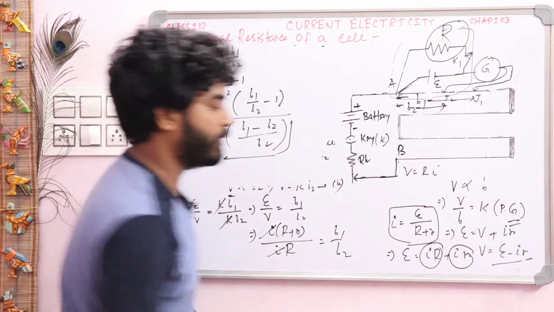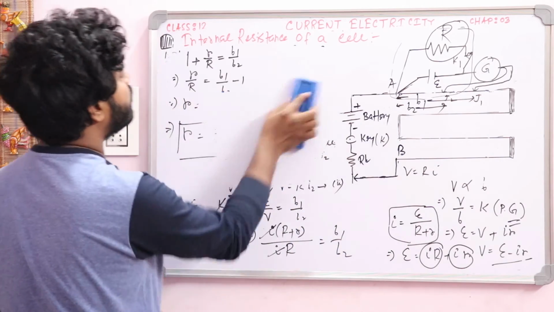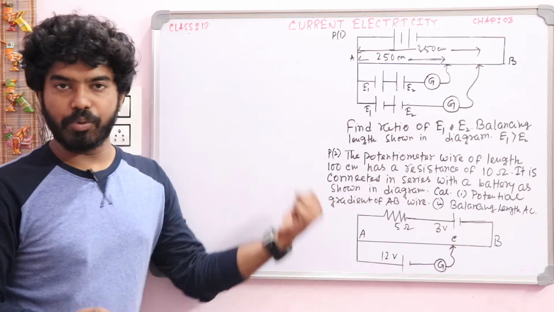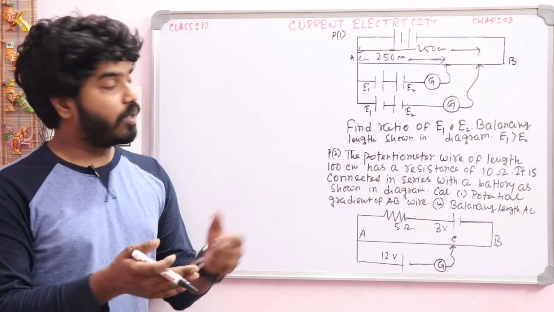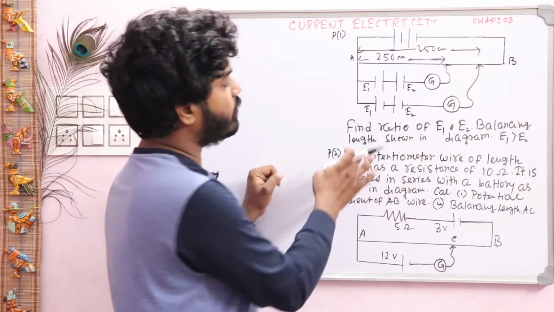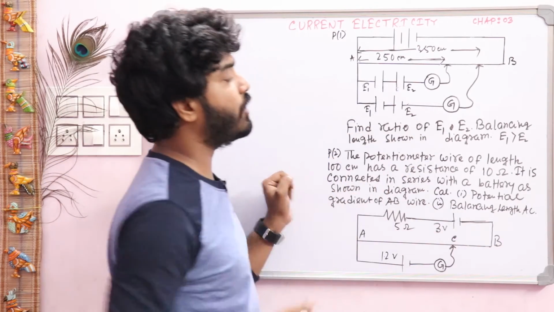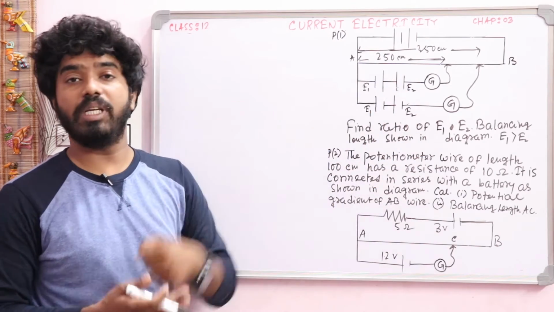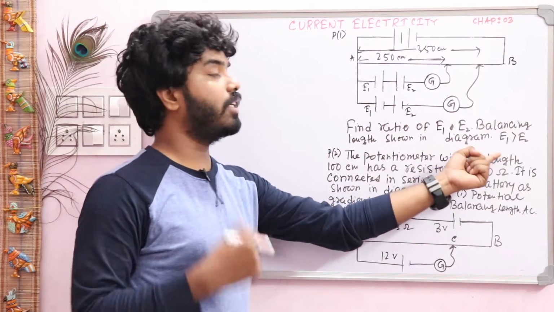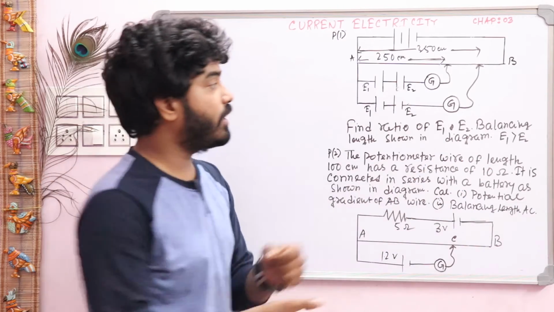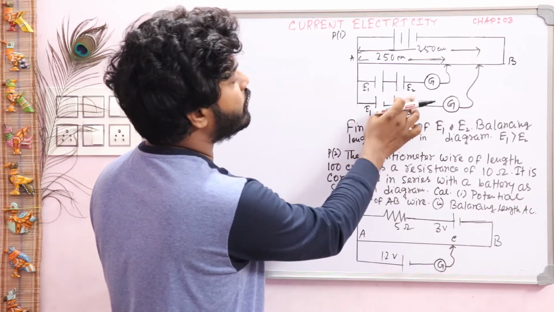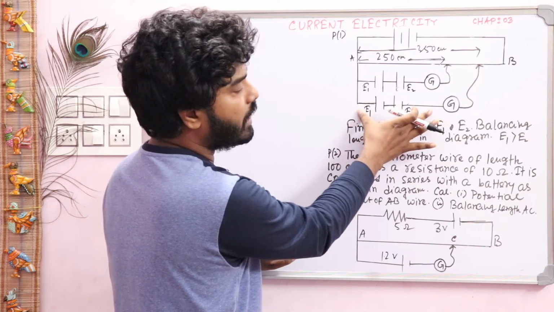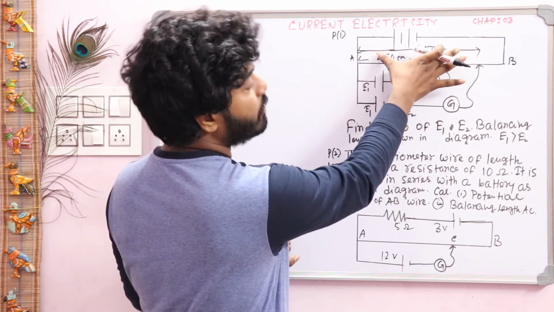First of all, write down the numericals. Students, this is the sample problem related to potentiometer. In the first problem you have to find out the ratio of E1 and E2, and the balancing lengths corresponding to E1 and E2 are given, shown in the figure. There is another condition, E1 is greater than E2. For this combination of E1 and E2, the balancing length is 250 centimeter, and for this combination of E1 and E2, the balancing length is 350 centimeter.